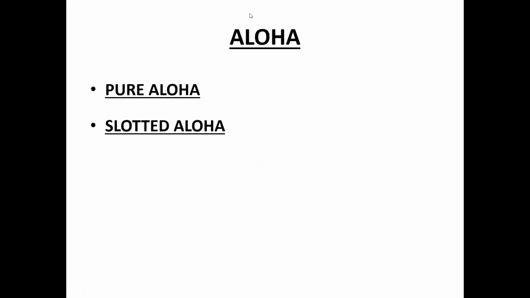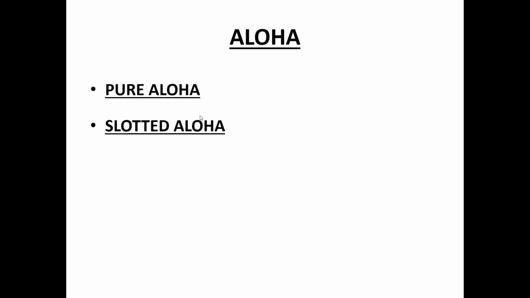Next topic, Aloha. Aloha is a multiple access protocol for transmission of data via a shared network channel. Aloha operates in the MAC sublayer of the data link layer of the OSI model.